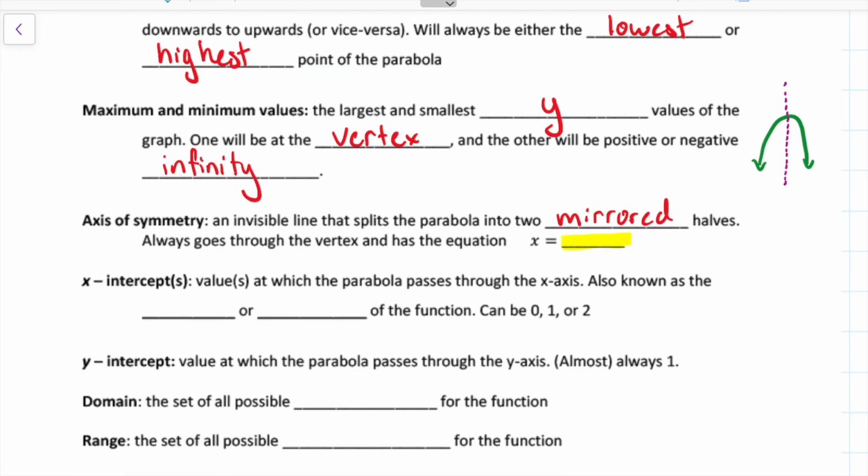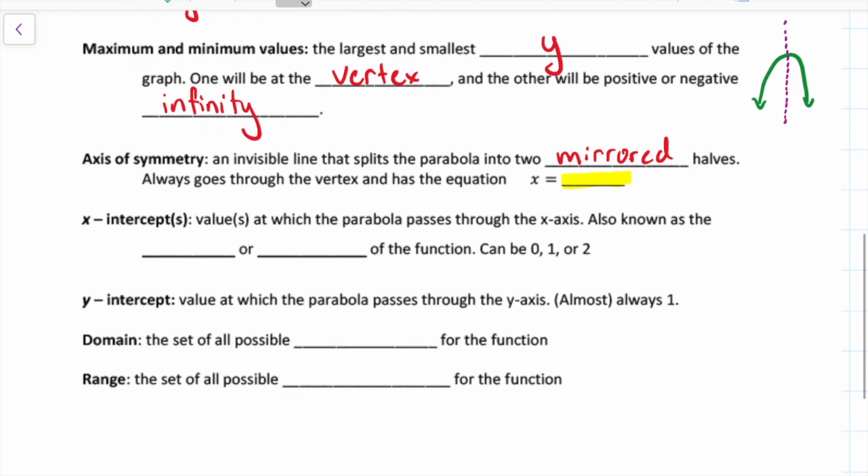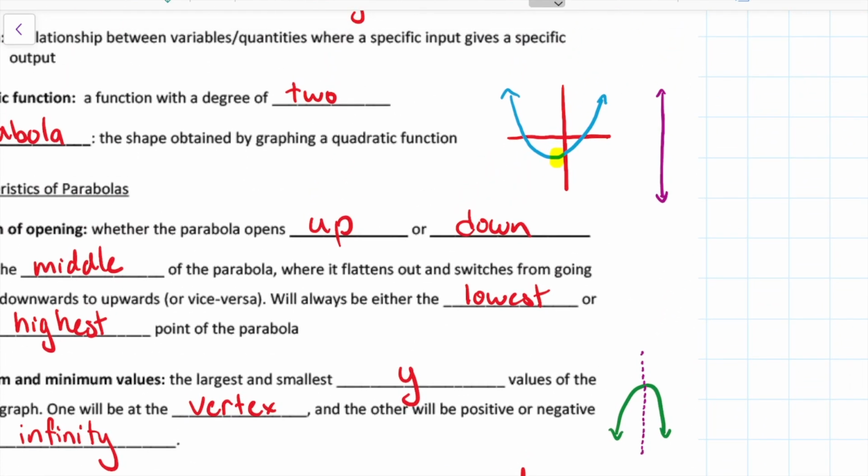Next up, we've got x-intercepts. You would have spent some time looking at y-intercepts last year when you were dealing with slope-intercept form, y equals mx plus b. X-intercepts, same idea. Those are the points where our parabola crosses the x-axis. So if we're looking back up here, that would be this point and this point.